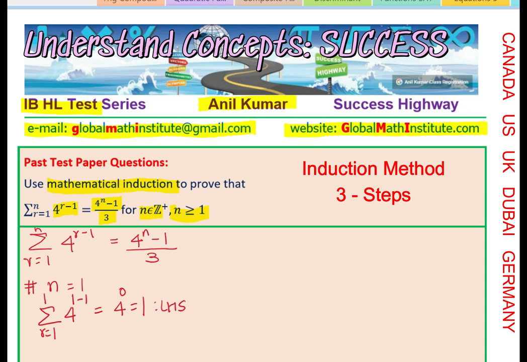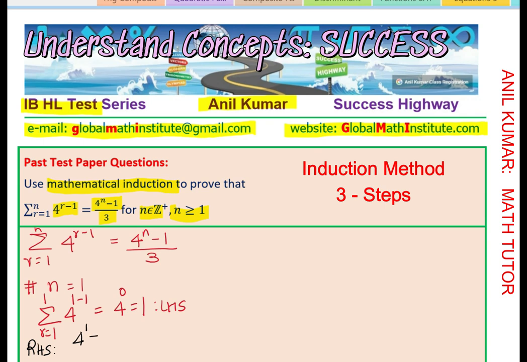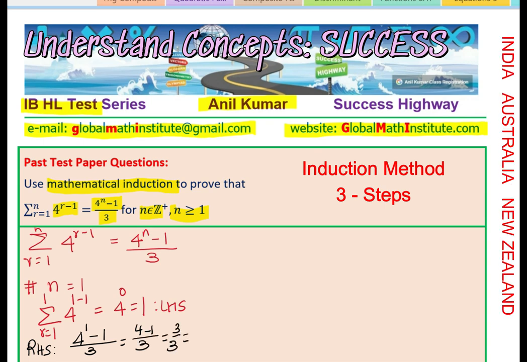Let's see the right hand side. On the right hand side, we have (4 to the power of 1 minus 1) over 3. That is (4 minus 1) over 3, which is also equal to 3 over 3, which is 1, correct? So we have shown that for n equals 1, left hand side equals right hand side. So that works, correct?